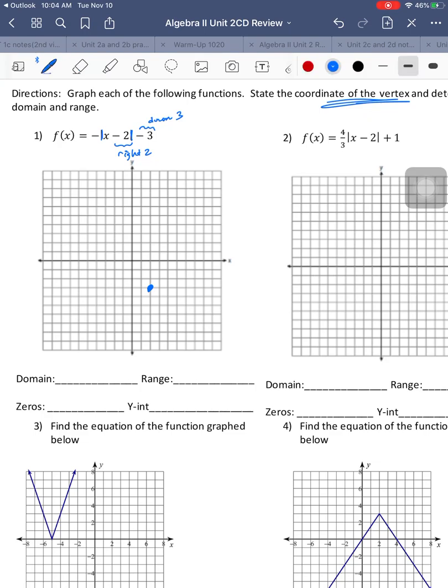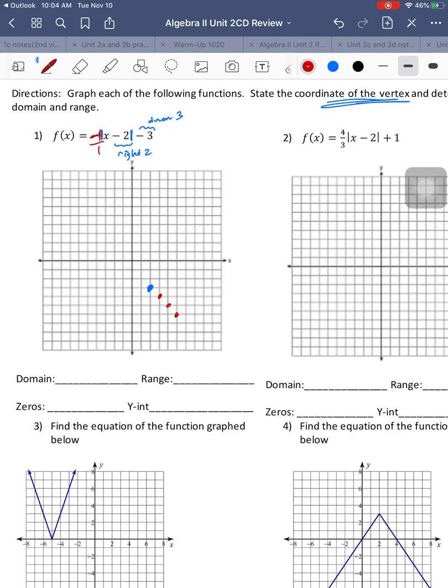Now let's look at the slope. So slope is on the outside actually. It's right after the equal sign, it's the dilation. There's a negative there, so I'm going to put a negative 1 over 1. So from the vertex, I'm going to go down 1, right 1. Down 1, right 1, down 1, right 1.